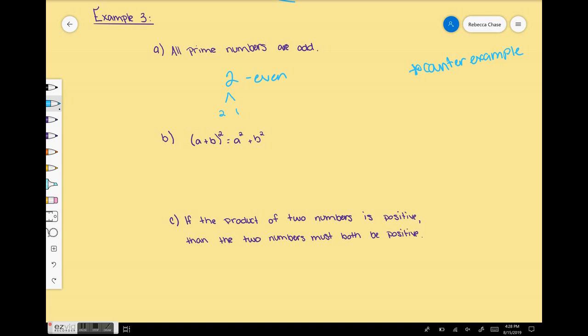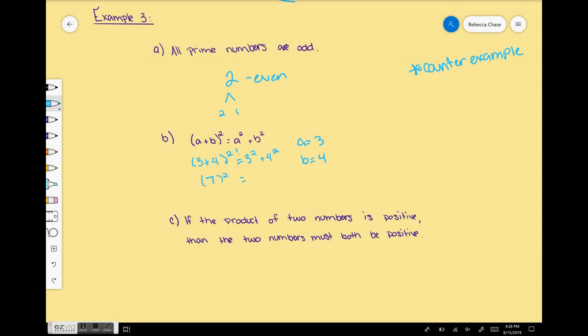Okay, for part B, same thing. I just have to find one example where it doesn't work. So let's just plug in random numbers for A and B. So what if I've got A equals 3, B equals 4? Okay, so I would have (3 plus 4) squared equals, and I'm trying to prove that. We don't know if that's true. 3 squared plus 4 squared, okay?